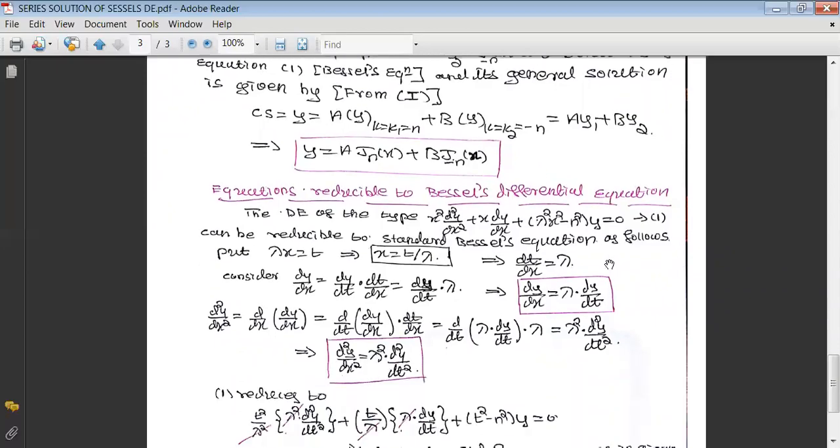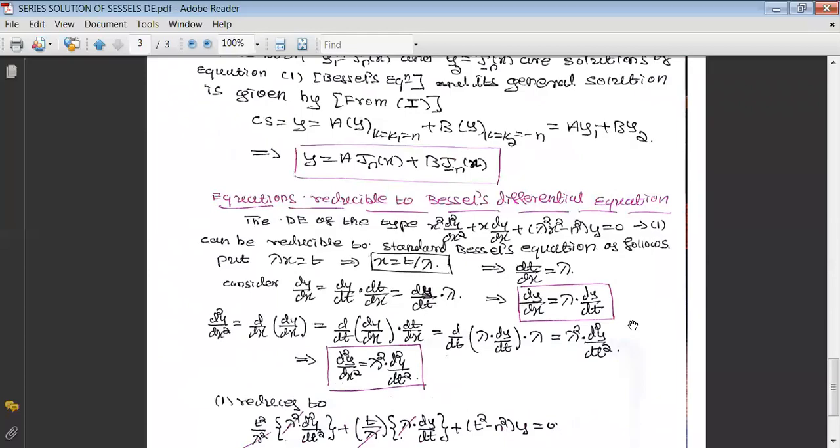Now there is a small associated part of that. Some equations which are not in the standard Bessel's form can be reduced to the standard Bessel's differential equation using some proper substitution.